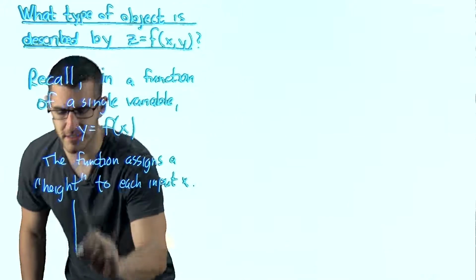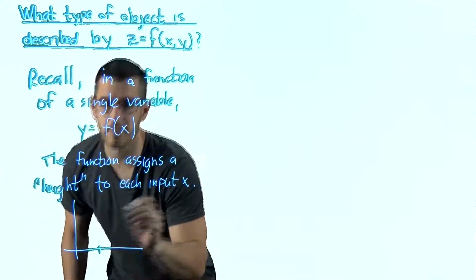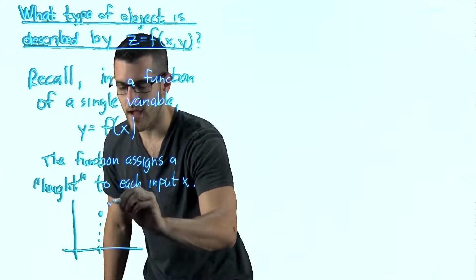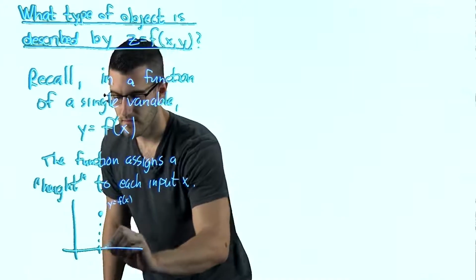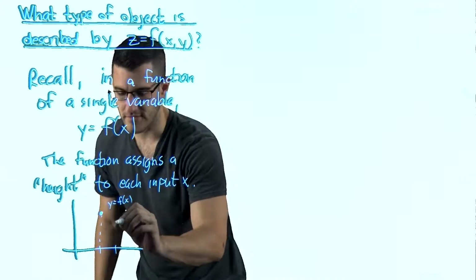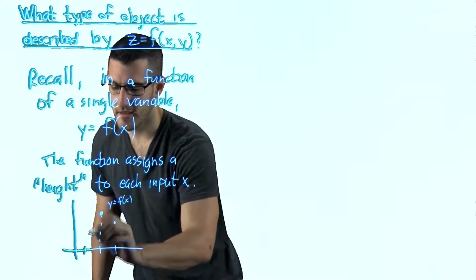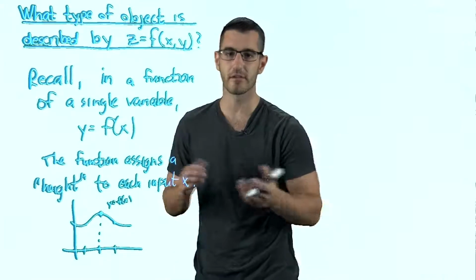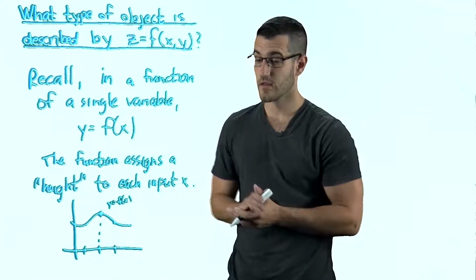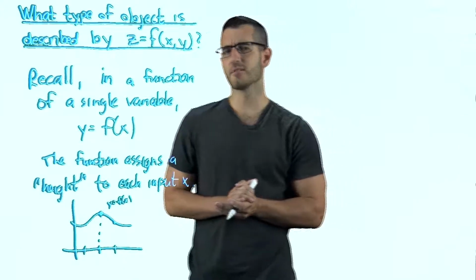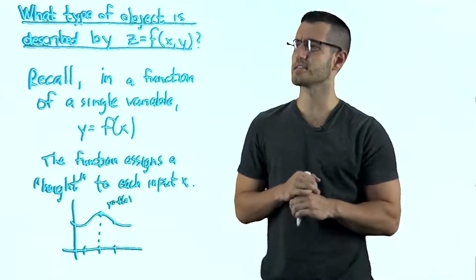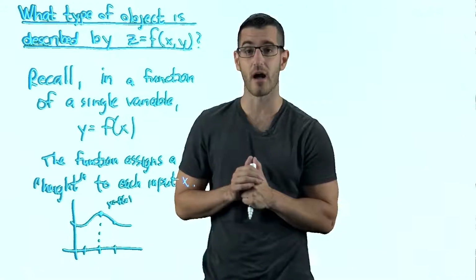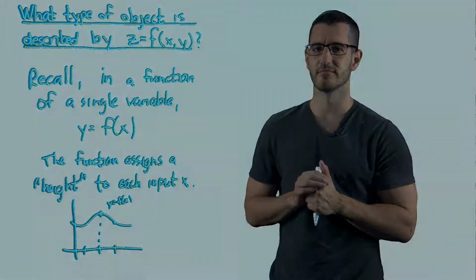So if we just sketch something pretty quickly, I could pick an x here. The function would give me a y value. I could pick another x here. The function would give me a different one. One here. I mean, you can do this, and when you do that for all of the different inputs, you get a curve. So bearing that in mind, let's try to study what type of object is described by this new relationship, z equals f of xy, in the context of a specific example.